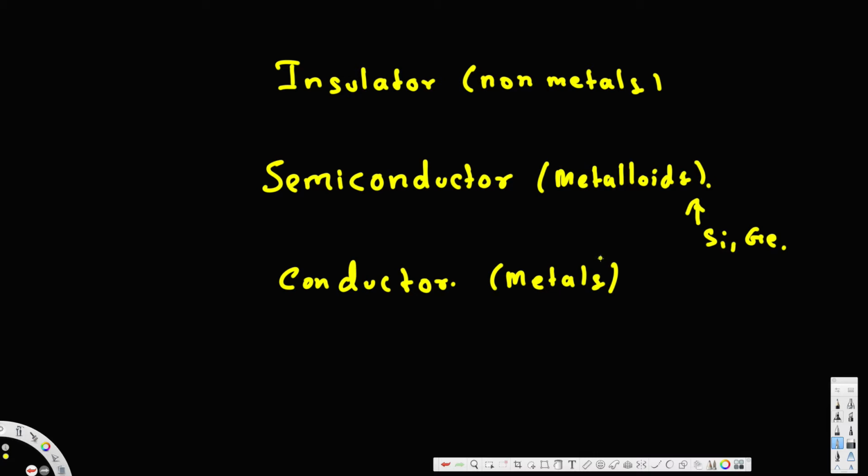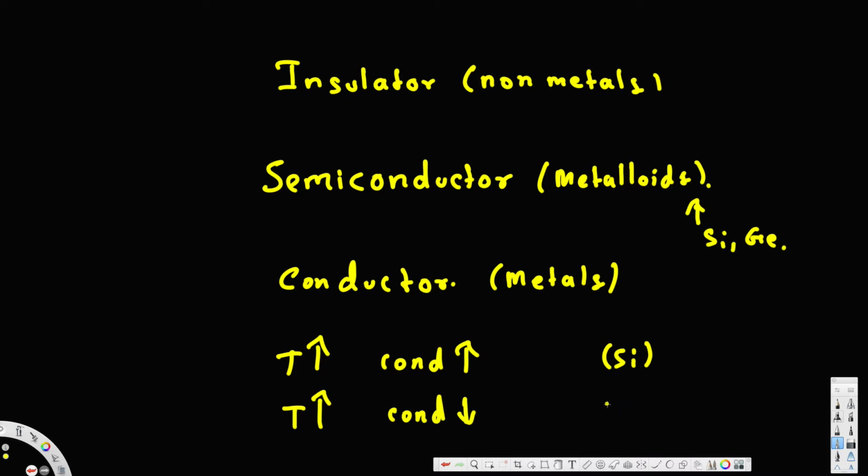Now, how can we change the conductivity of a semiconductor? How can we increase it? One way is to increase the temperature. If you increase the temperature of a semiconductor, the conductivity increases. Let's say silicon. This is true for all the semiconductors. But if we do this for conductors, metals, it's going to be opposite. The conductivity decreases as the temperature increases. So let's say copper. This means that metals conduct electricity better at colder temperatures. Semiconductors conduct electricity better at higher temperatures.